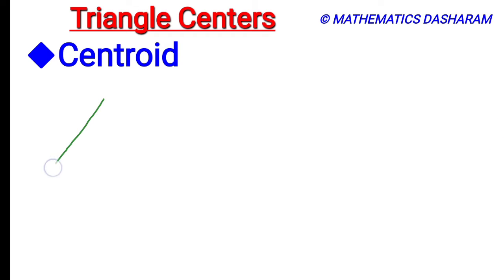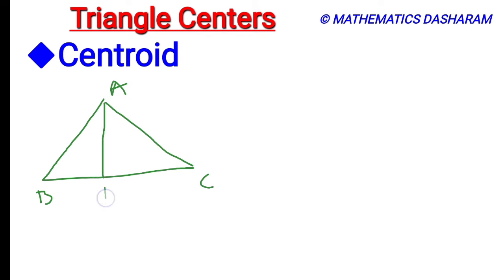Let's take one triangle ABC. In the triangle ABC we have a total 3 sides and 3 vertices, 3 angles. Let's draw one median. Median means a line segment joining a vertex to its opposite side middle point. Next, draw one more median from the point B, from the vertex B to its opposite side middle point. Next, from the vertex C, draw one more median.